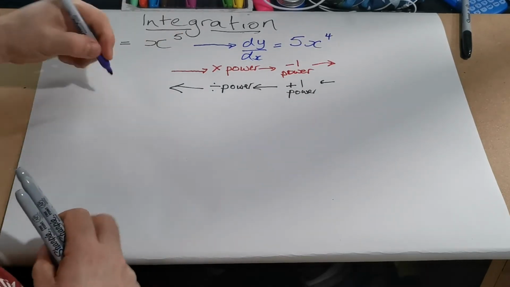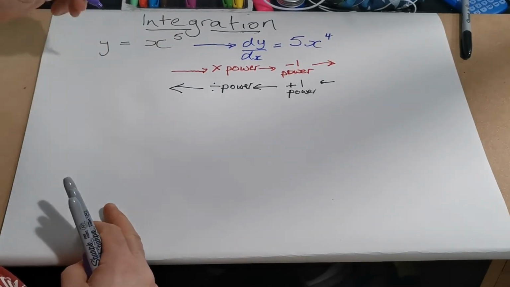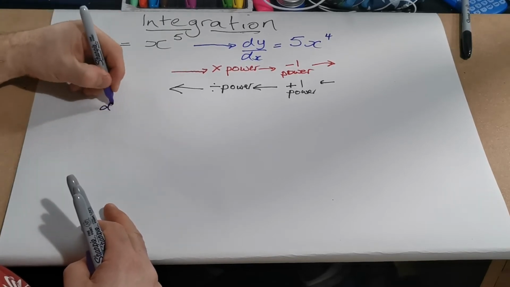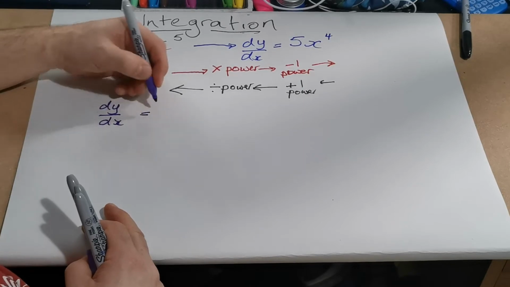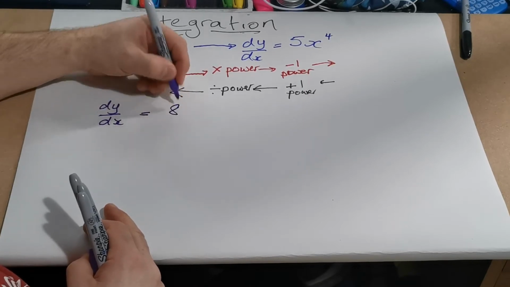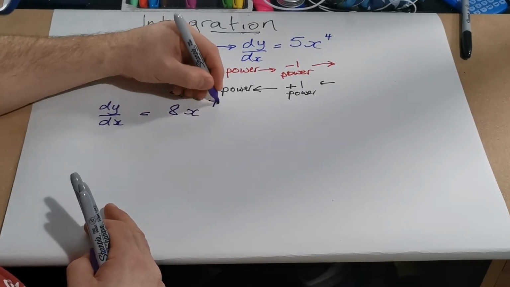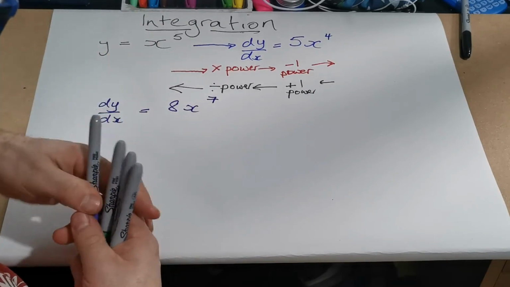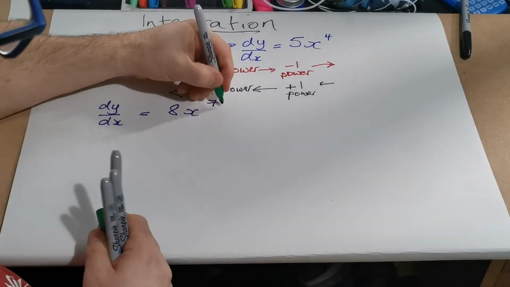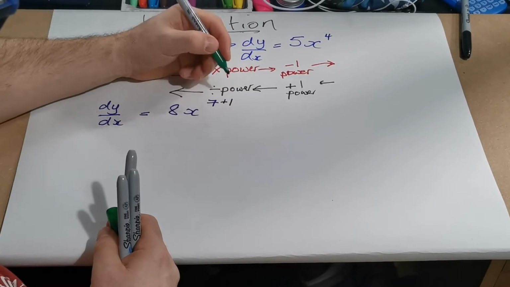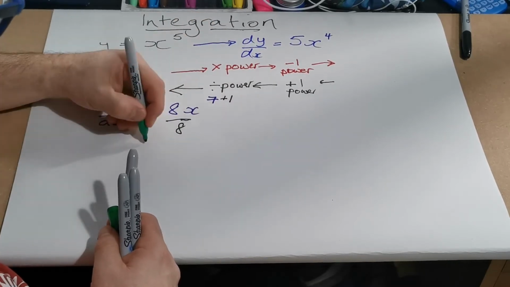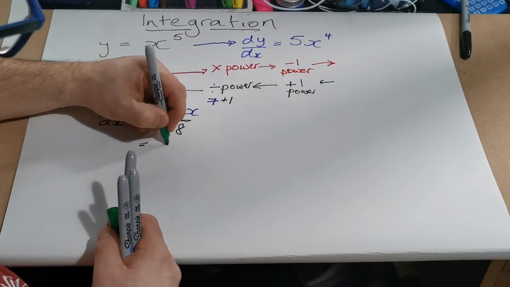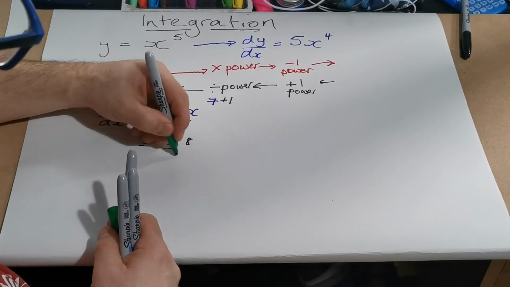So if we had dy by dx is equal to 8x to the 7, you would think, right, okay, I need to add 1 to the power to get 8 and divide by the new power, which is 8. So my answer is x to the 8.